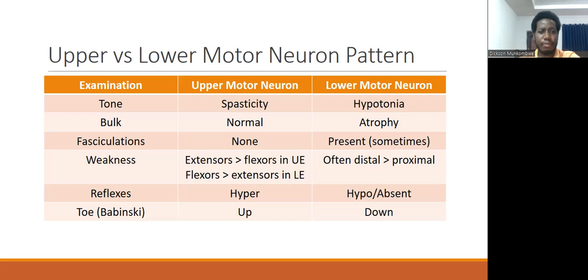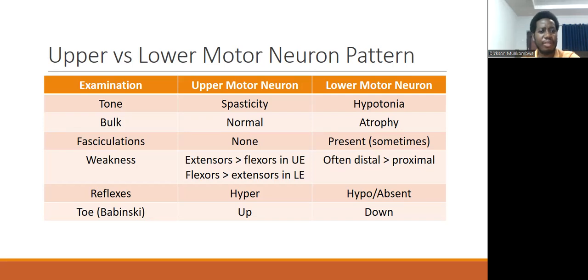So you look at the tone and you want to divide the presentation of your patient into whether it is upper motor neuron or lower motor neuron. So if the tone is increased, usually points to upper motor neuron. If there are no fasciculations, upper motor neuron. The bulk is normal, upper motor neuron. Reflexes are increased, upper motor neuron. An upgoing plantar or Babinski, upper motor neuron. Then the converse is, of course, true.